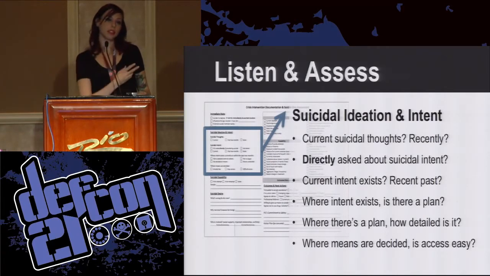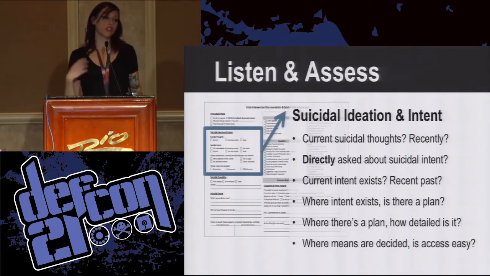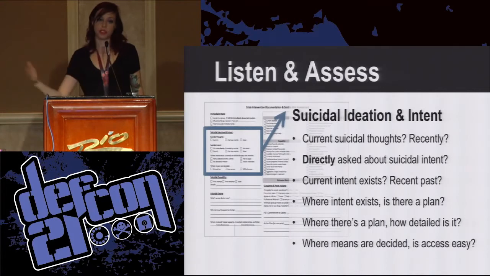So if this current intent exists, do you have a plan? Do you have a method? Do you have easy access to that? The more concrete someone's idea or plan is, the higher the threat. Obviously, if you say, yeah, I'm going to go get my dad's gun, and you have that gun, and you know where ammunition is, and you have all these things in order, that is a very critical situation.